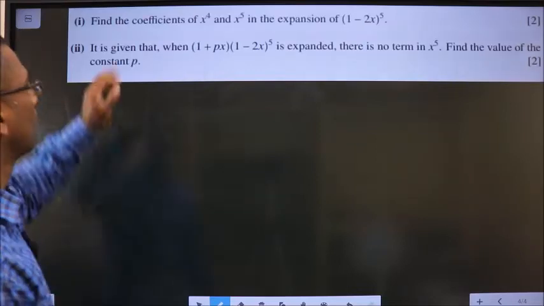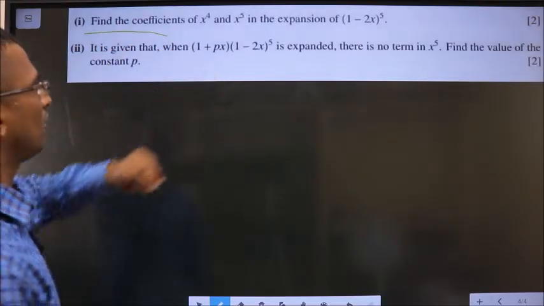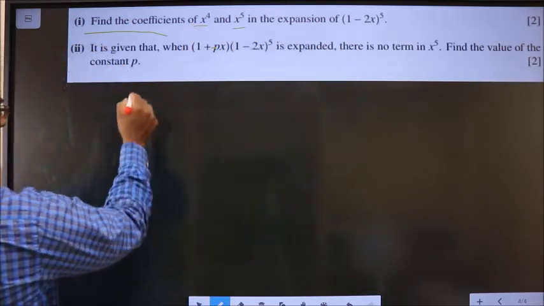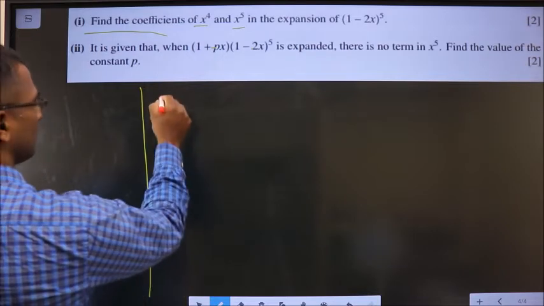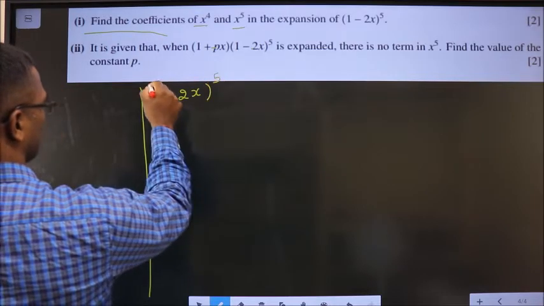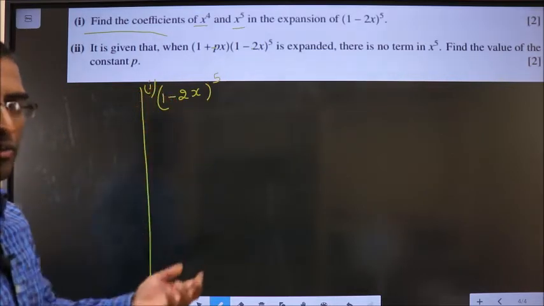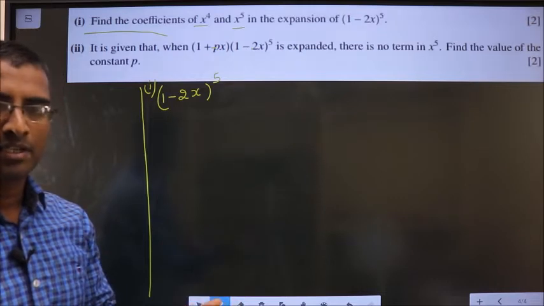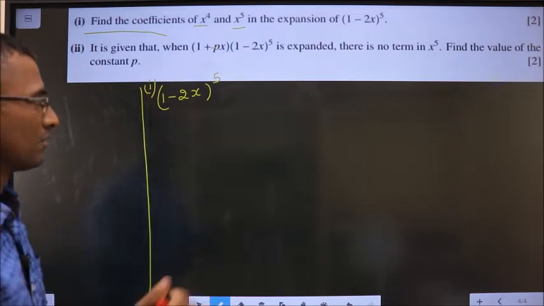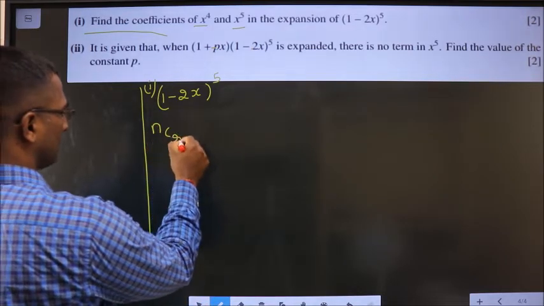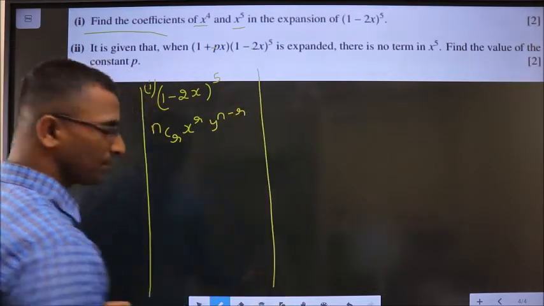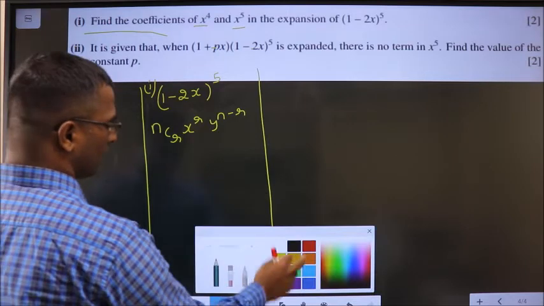First bit. Find the coefficients of x power 4 and x power 5 in the expansion of (1 minus 2x) power 5. For any binomial theorem sum, we should write the general term first, and the formula for the general term is nCr x power r y power n minus r. Okay, now what is n?